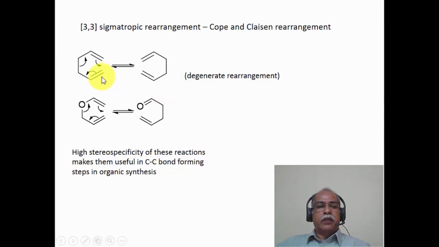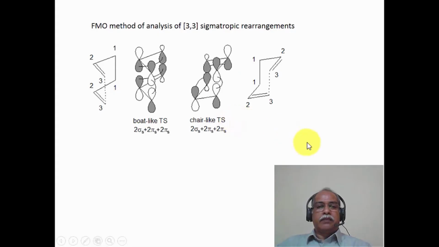These are examples of 3,3 sigmatropic rearrangement. If this is a carbon-carbon bond that is breaking here, or if this is a carbon-oxygen bond that is breaking here, with respect to the bond that is being broken, this is 1, 2, 3, 1, 2, 3. Similarly, this is 1, 2, 3, 1, 2, 3. So this is a 3,3 sigmatropic rearrangement of the degenerate type. This is a 3,3 sigmatropic rearrangement of the non-degenerate type. Please remove this arrow in the reverse direction. It proceeds only in the forward direction. The importance of these reactions is that they are highly stereospecific in nature, so they are extremely useful in carbon-carbon bond forming reaction steps in organic synthesis. That is the beauty of these reactions in organic synthesis.